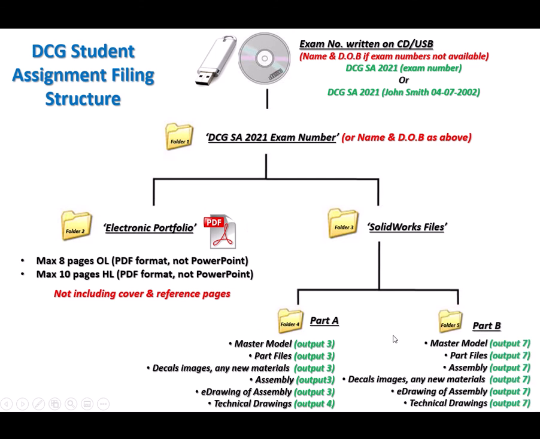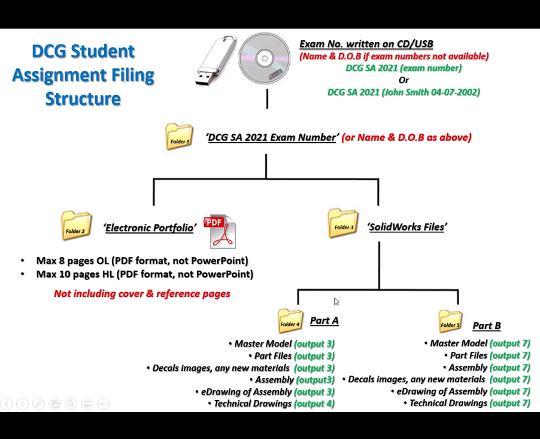For Part B, you're going to have the same but for your own design. So it's either the fresh concept design or your modification. So you have to have the master model, the individual part files, the assembly with the exploded view built into it, any decals or any new materials. Again, your e-drawing of the assembly and your technical drawings, they should all go in there. Now, that's all your SolidWorks files in those 2 folders complete.